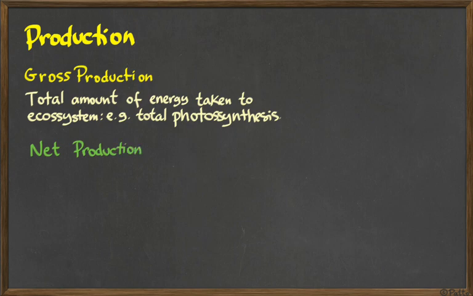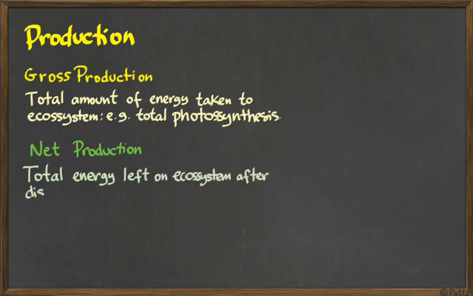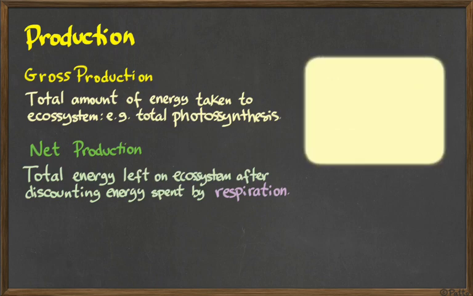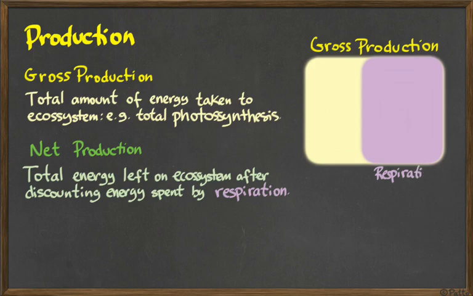So actually, when you go there and you measure a plant, what you are actually seeing is the net production, how much energy is left over after you discount respiration. So net production is the total energy left in the ecosystem after you discount the energy spent by respiration. Okay, so if we represent this as gross production, and we have that purple one over there showing respiration, the net production is what was left after you discount respiration.